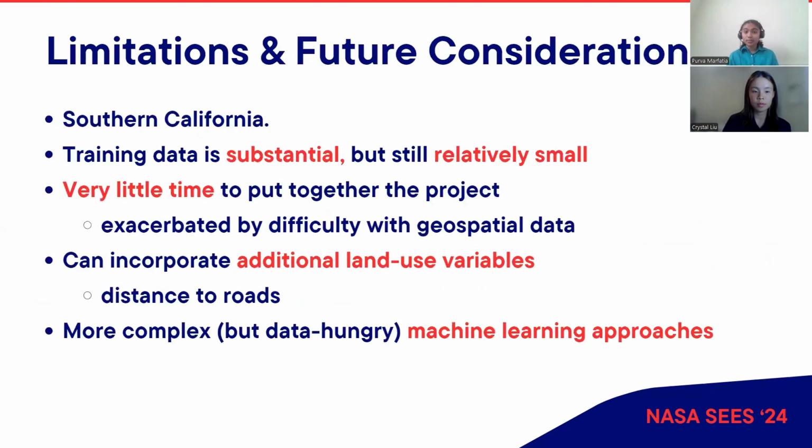However, the study had its limitations that we want to acknowledge, mainly that the study area was in Southern California, making it harder to evaluate the impact of things like precipitation and humidity, because there simply isn't a lot of rain in Southern California. Our training data set was substantial, around 5,000 points, but it was still relatively small, and we'd need it to be bigger to try more complex machine learning approaches. We also had very little time to put this project together, and in the future, we're considering incorporating more variables.